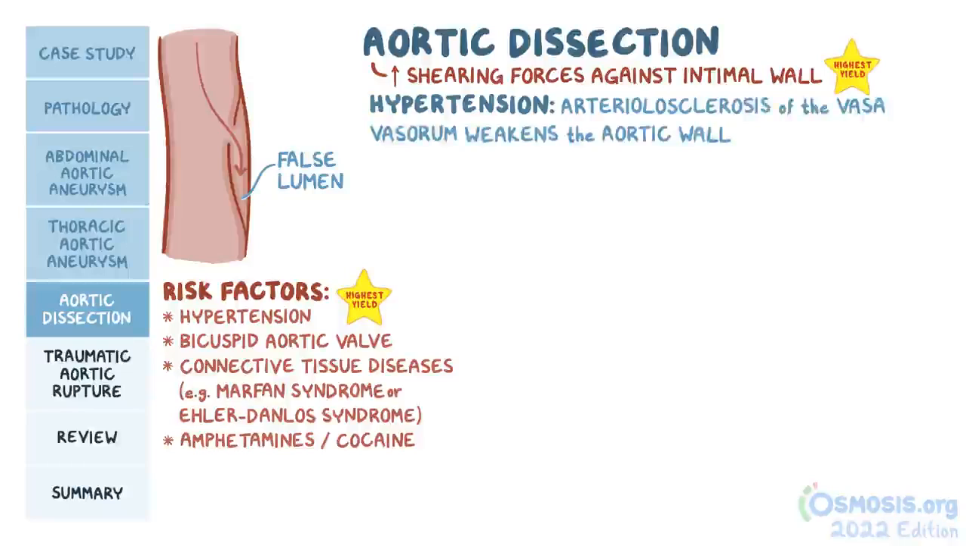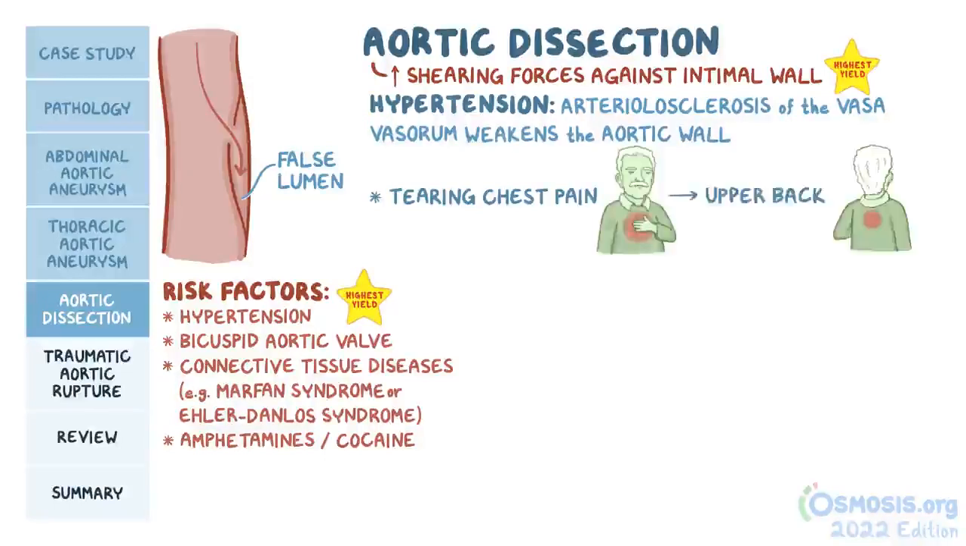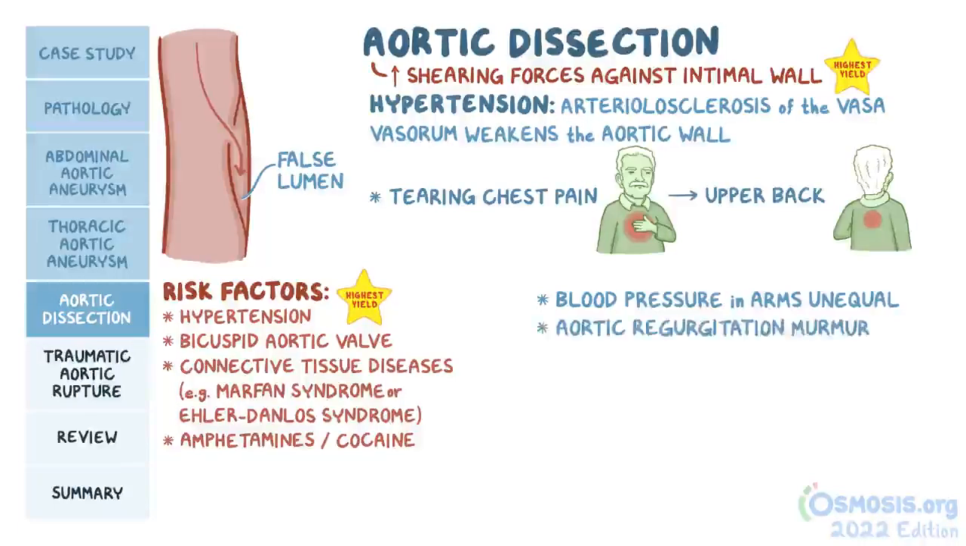Aortic dissection classically presents with sudden onset tearing chest pain that radiates to the upper back, between the scapula. On physical exam, the blood pressure in both arms may be unequal, and an aortic regurgitation murmur may be heard. A chest x-ray shows widening of the mediastinum, which is a helpful clue, but it's not a specific sign for aortic dissection.